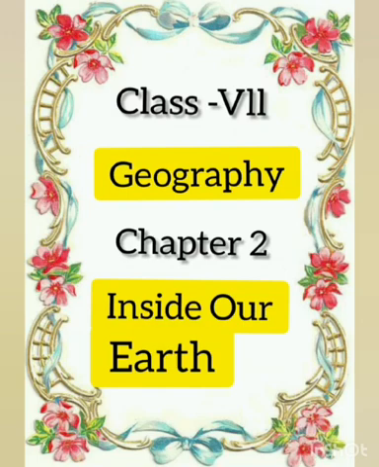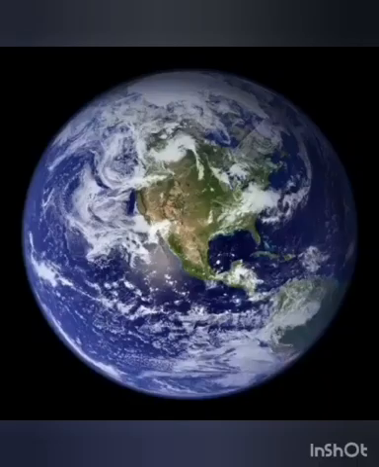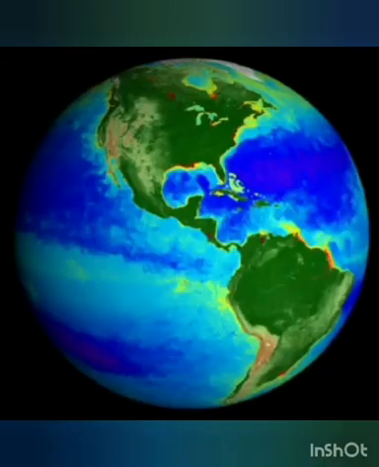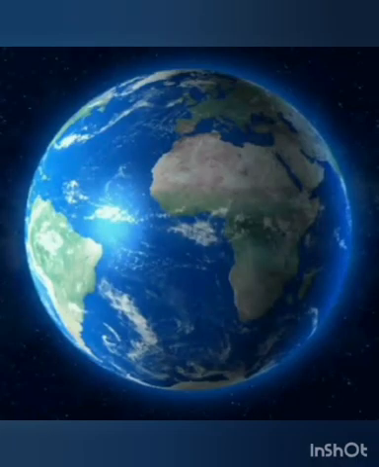Chapter 2, Inside our Earth. The Earth is our homeland. It is the third nearest planet to the Sun. It is the fifth largest planet in the solar system. It is a dynamic planet because it is constantly undergoing changes inside and outside.